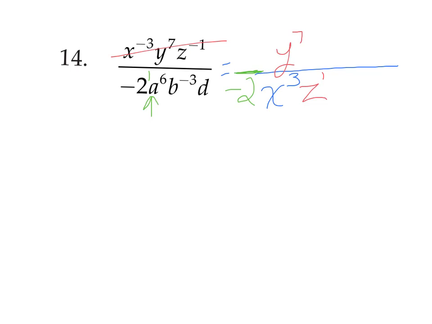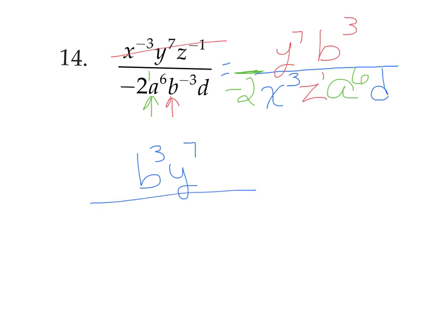This a already has a positive exponent, so it's not going to change. This b has a negative exponent, so we'll move it up to the top. The exponent becomes positive. And this d already has a positive 1 exponent, so we don't need to move it. It needs to stay. And now I'm just going to rewrite these in alphabetical order. Across the top, the b comes before y alphabetically. So b cubed, y to the 7th. Down on the denominator, the coefficient's negative 2. Then we have an a to the 6th, a d, an x cubed, and a z.